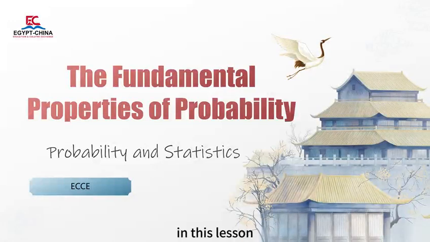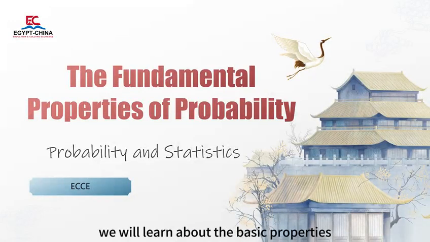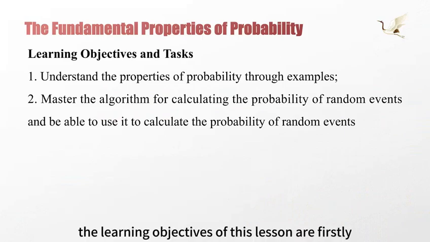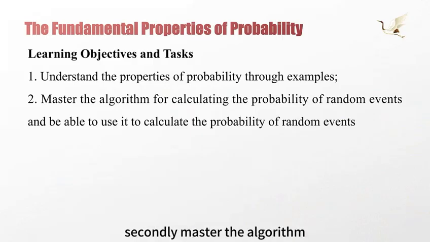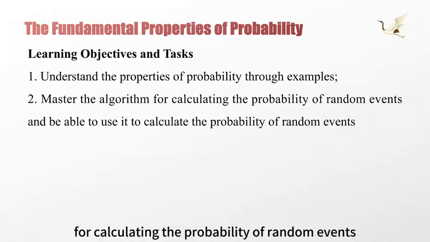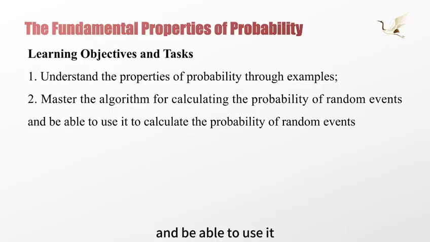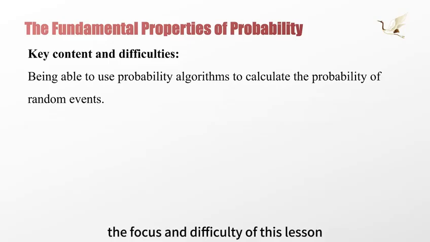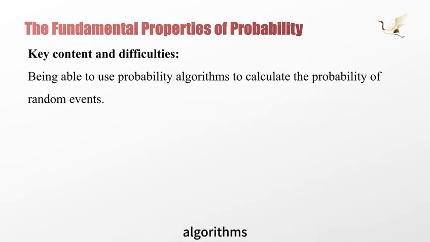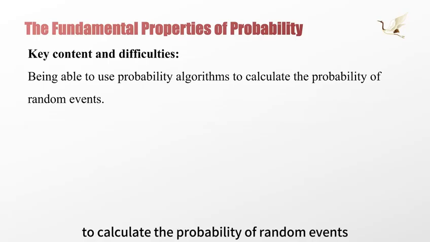Hello everyone, in this lesson we will learn about the basic properties of probability. The learning objectives of this lesson are, firstly, to understand the properties of probability through examples. Secondly, master the algorithm for calculating the probability of random events and be able to use it to calculate the probability of random events. The focus and difficulty of this lesson is to be able to use probability algorithms to calculate the probability of random events.